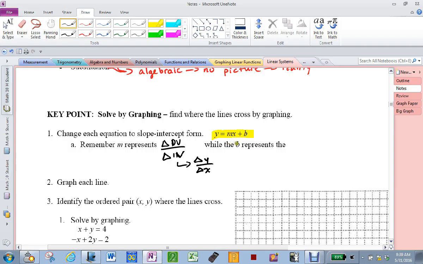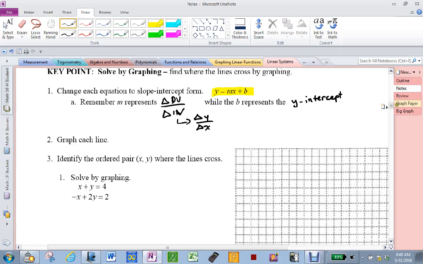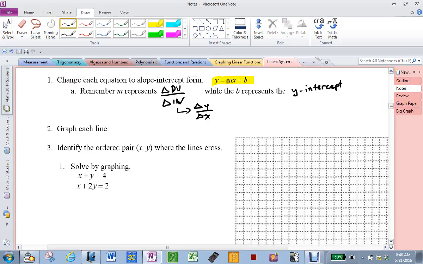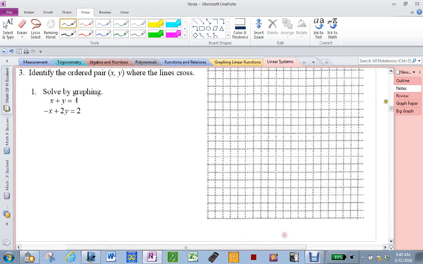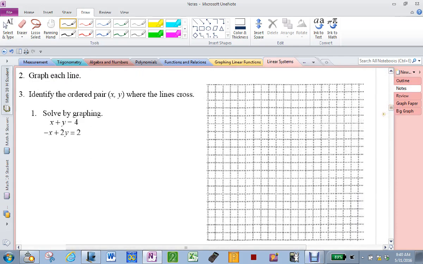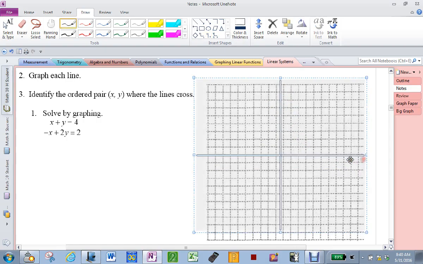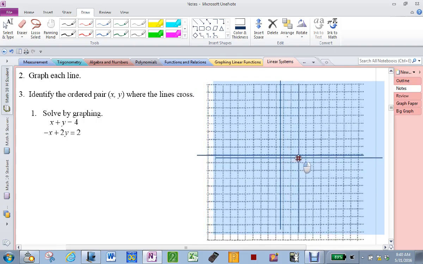And what does B represent? Variance. No. The y-intercept. So that's just a reminder. Now, let's graph these things. So the first thing you do is change it. The second thing is you graph it. Now, I have made an egregious error in printing, and I haven't given you the Cartesian plane on your graph here. Sorry about that, ladies and gentlemen. Please forgive me and draw one on.